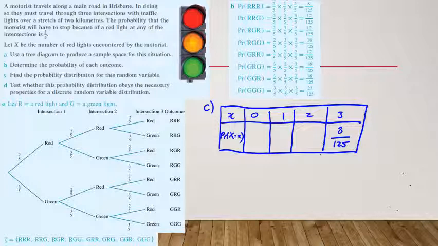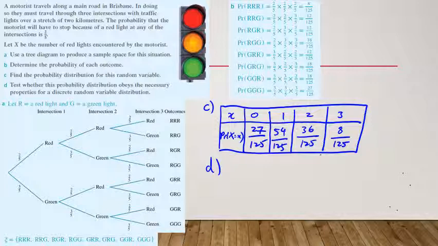and that's it. So it'll be 36/125. If we stop once, that means we have 2 greens. That's this one, and this one, which then gives us 54/125. And the last one, if we don't stop at all, that's 27/125.